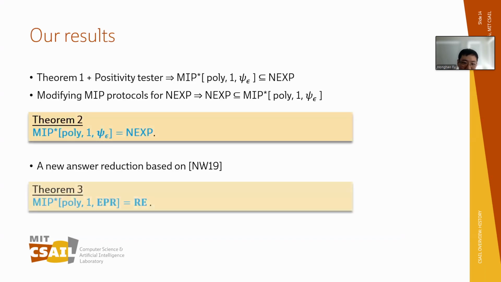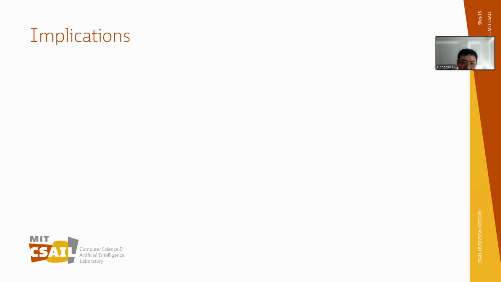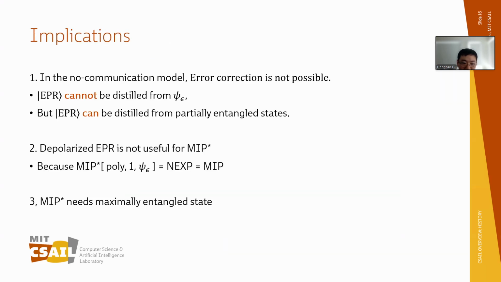Okay, next I'm going to talk about the techniques we used in this paper. The first is about Fourier analysis. We generalized some results from the analysis of Boolean functions to matrix analysis.